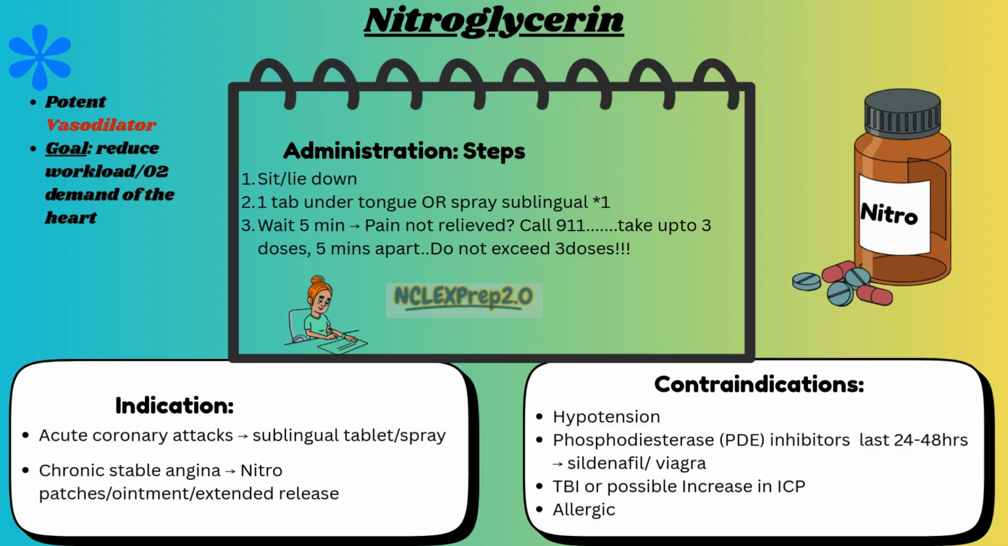When do we give it? We give sublingual and spray nitroglycerin during acute angina attacks. How do we give it? First things first, we have the patient sit down or rest, stop what they were doing, and then take one tab sublingually or one spray. Do not chew, do not swallow.